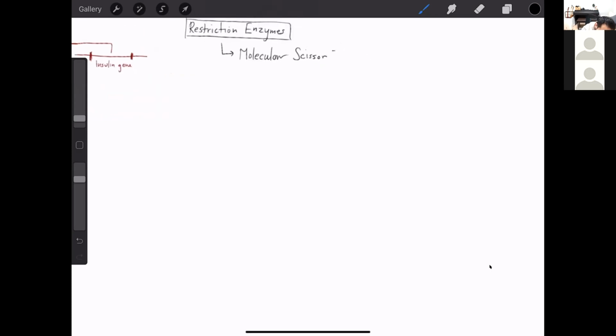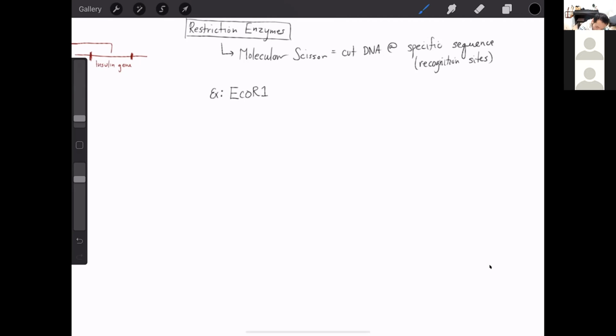So they cut, okay, so these guys cut DNA at specific sequences that we call recognition sites. Okay, so now I'm going to give you an example of one of these restriction enzymes, and from that we'll talk about where these enzymes come from. So the very first example that I want to refer to is something called EcoR1. So EcoR1 is an example of a restriction enzyme.